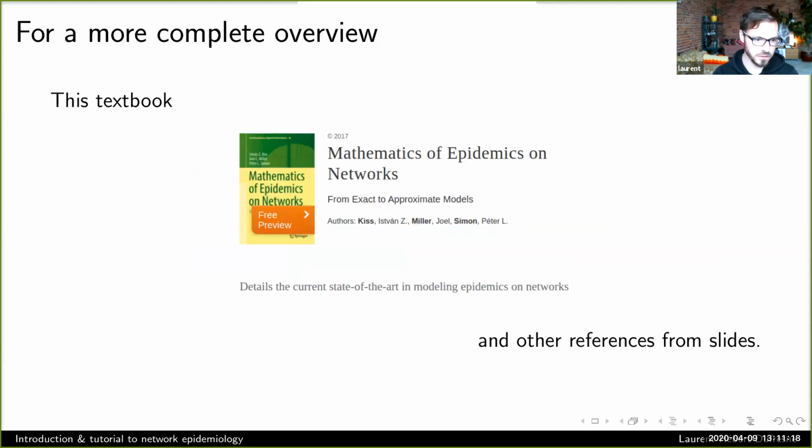All the algorithms and all the models that they've implemented are described in this textbook. It covers almost everything that I talked about and then much more. So if you want a more complete overview of network models for diseases, I really recommend this textbook. And then I'll share my slides if the organizers haven't done so already, so that you can have all the references that I talked about and see the evolution of these models through time.